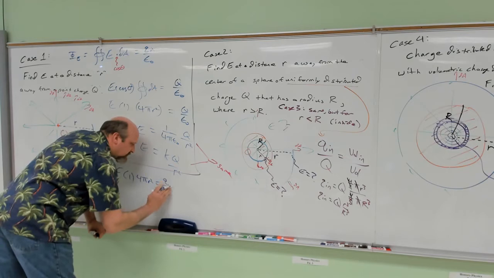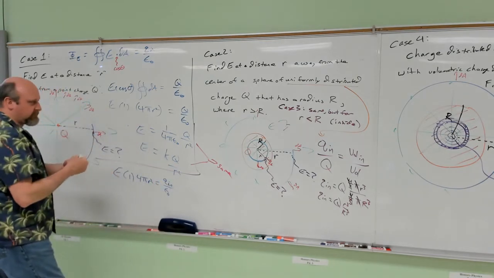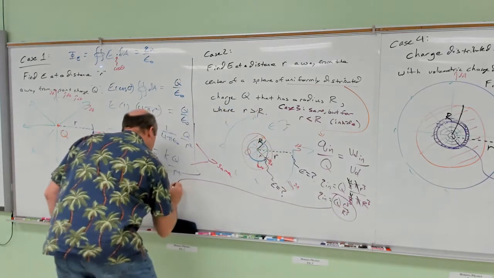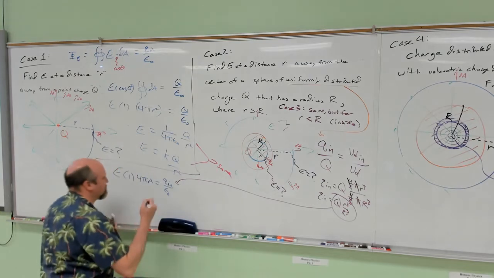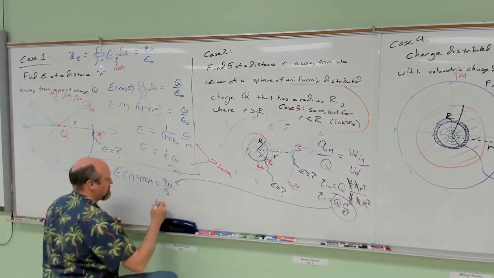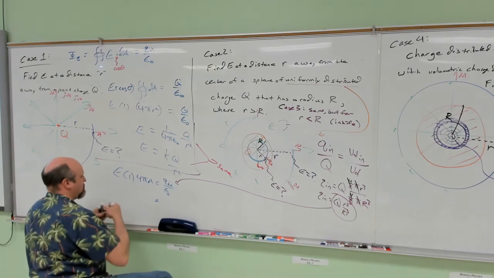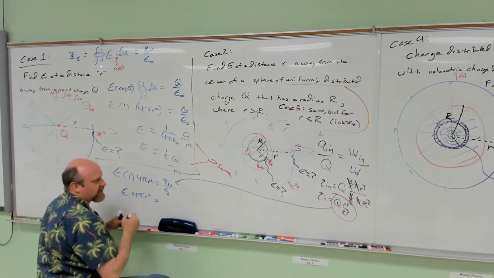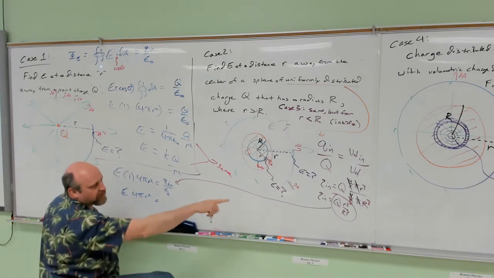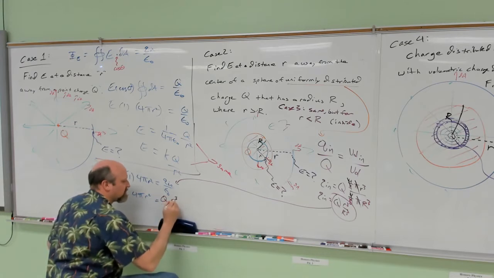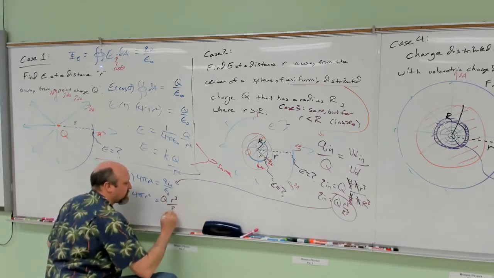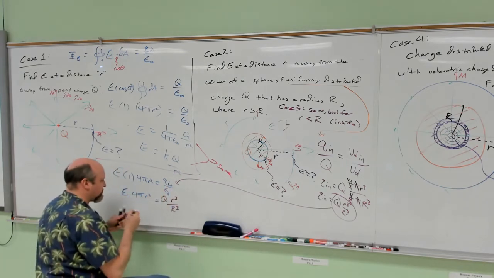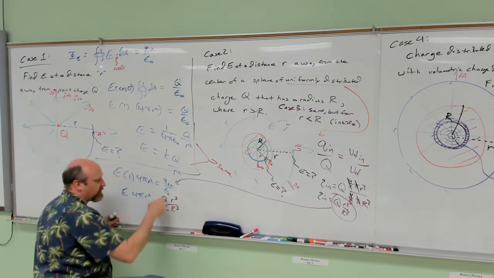Q inside the bubble over epsilon naught. And for Qn, we're going to use this. So this will end up being E times 4 pi r squared, little r squared. On the right side, I'm going to have Q, big Q, little r cubed over big R cubed. And I've got this epsilon naught. Don't forget that little epsilon naught there. Left behind from the formula, from Gauss's law.